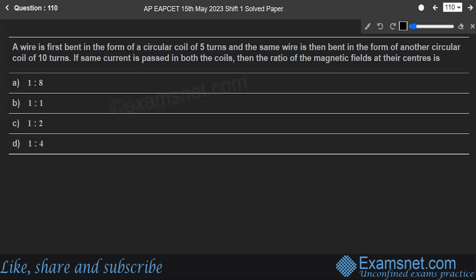So in the first case, you have the number of turns as 5 and let's say the length of wire as L. And in the second case, the number of turns is equal to 10. And of course, the length will be the same. The length of the wire will be L only.